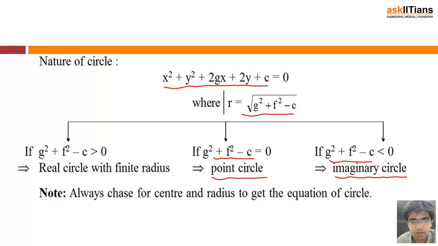Similarly, if g square plus f square minus c is greater than 0, that means we have some real distance, or our r is a non-zero, non-negative quantity. That means we have a real circle with finite radius. So always remember that if you want to find the equation of a circle, always chase for the center and radius, because if you have the center and the radius, then you can find the equation of the circle.